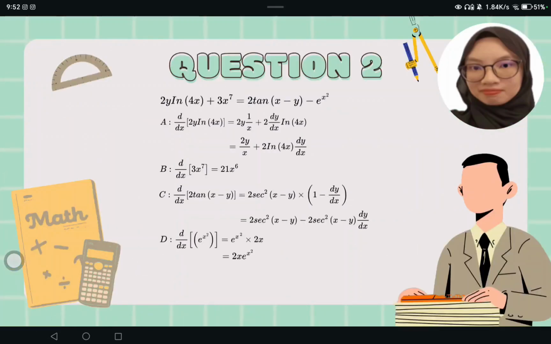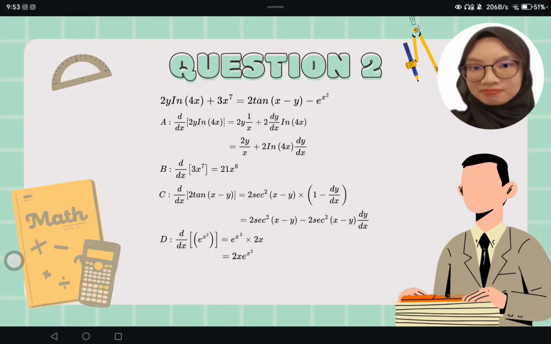For question 2, we have to find dy/dx for 2y natural logarithm of x plus 3x to the power of 7 equals 2 tangent of x minus y minus e to the power of x squared, by using implicit differentiation. To solve this question, we separate it into 4 parts, which are part A, part B, part C, and part D. Part A: 2y natural logarithm of x equals 2y times 1 over x plus 2 dy over dx natural logarithm of x.